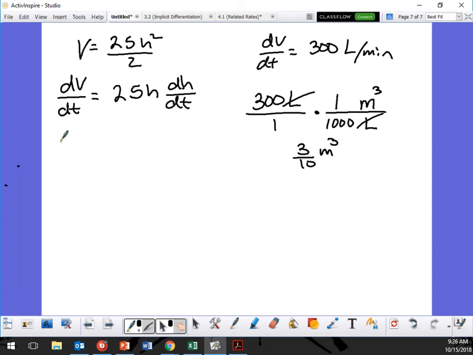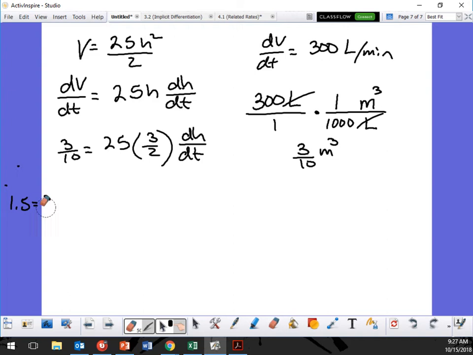So I can go 3 over 10 is equal to 25. What is my h value? 1.5. I like fractions. What is 1.5 as a fraction? 3/2. Okay, 3/2. And we're trying to find dh/dt, right? Okay, dh/dt. So what am I going to do here to try and get that by itself? Divide both sides, right? Yes. Okay, so I'm going to divide both sides.